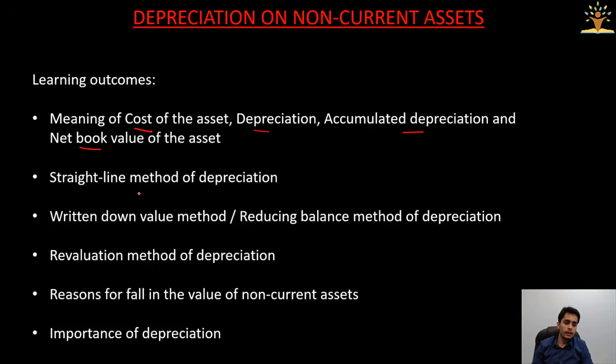Then we go ahead and understand the different methods of depreciation. In our syllabus we have mainly three methods. We have the straight line method, the written down value method, which is also known as the reducing balance method, and the revaluation method of depreciation. We see some examples on how to calculate depreciation and then some theory behind depreciation, which is also as important as the questions. If you understand the reasons for the fall in value of non-current assets and the importance of depreciation, why we are providing depreciation accounts, it will make more sense to solve depreciation questions in the exam also.